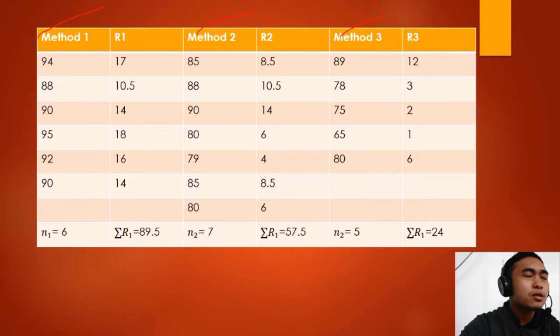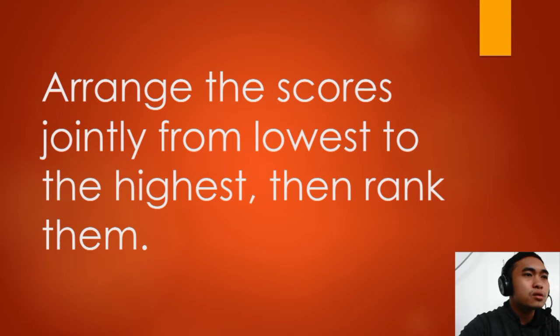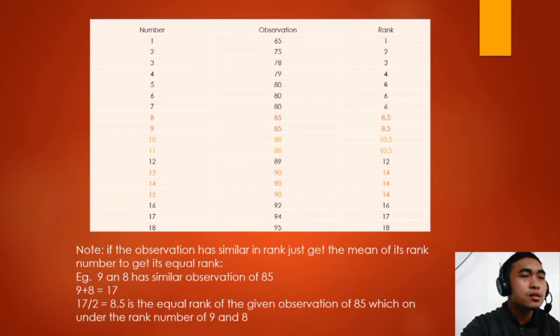As you notice, we have here R1, R2, and R3. Later on, I will teach you how to get R1, or rank 1, the rankings of each different method. In order for us to get these rankings of each method, the first thing we need to do is to arrange the scores jointly from the lowest to the highest, then rank them. So this is the sample.